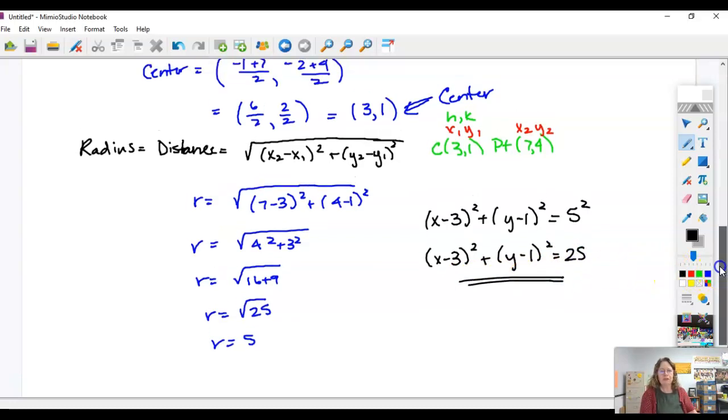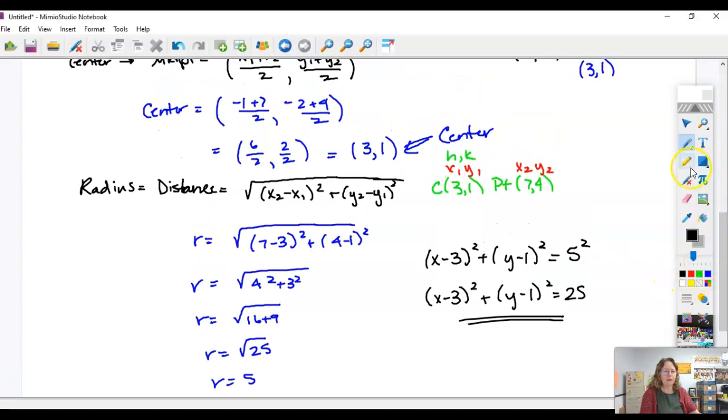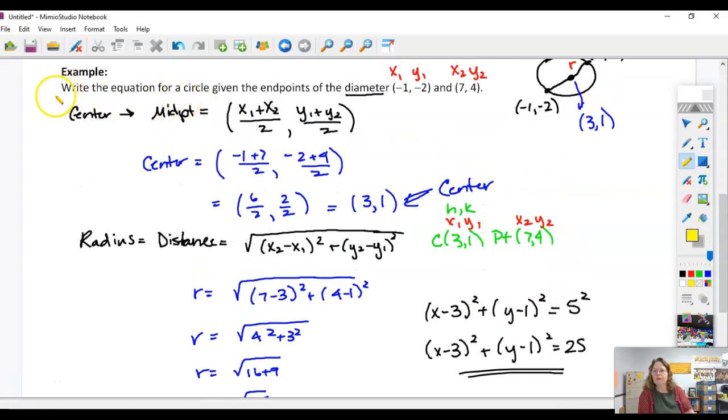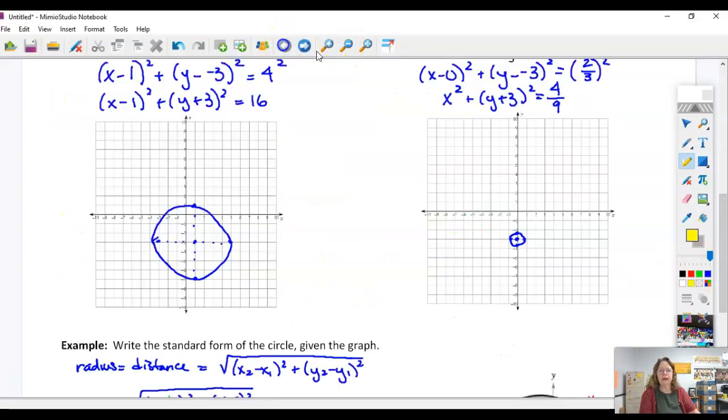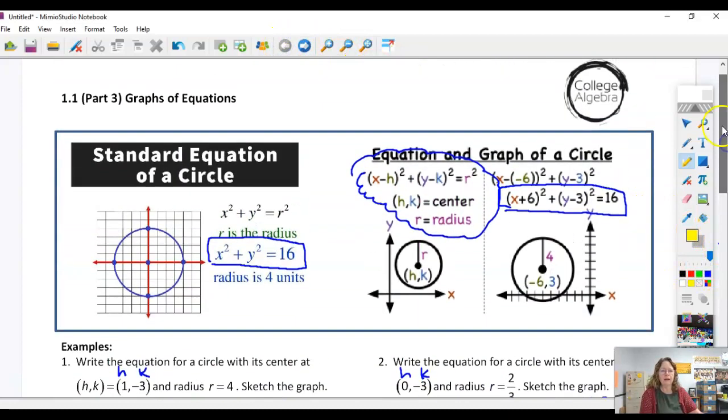So these are the formulas that you need to make sure that you have down. I'm going to highlight these. You need to have down your midpoint formula, that'll find the center. You need to have down the distance formula, and that'll find your radius. And then you need your circle formula that we had at the beginning. So 3 formulas from this section.